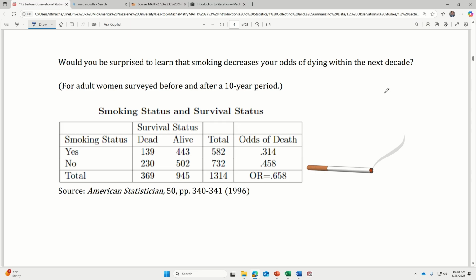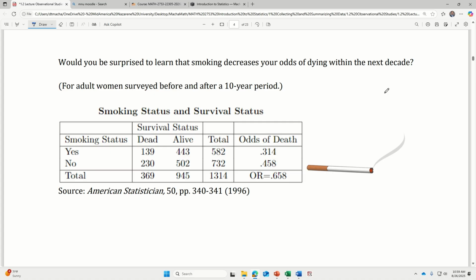At the end of the 10-year period in 1995, they went to follow up with these people and see, are they still alive? Or do they get in contact with their family members and find out that they had died? And so, among those that were smoking, you can see how many are alive and how many are dead at the end of the 10 years, and how many are alive and dead from the non-smoking group. And you can calculate empirically what their odds of death were during those 10 years. It's just the ratio. It's just saying 139 divided by 582 is 0.314.